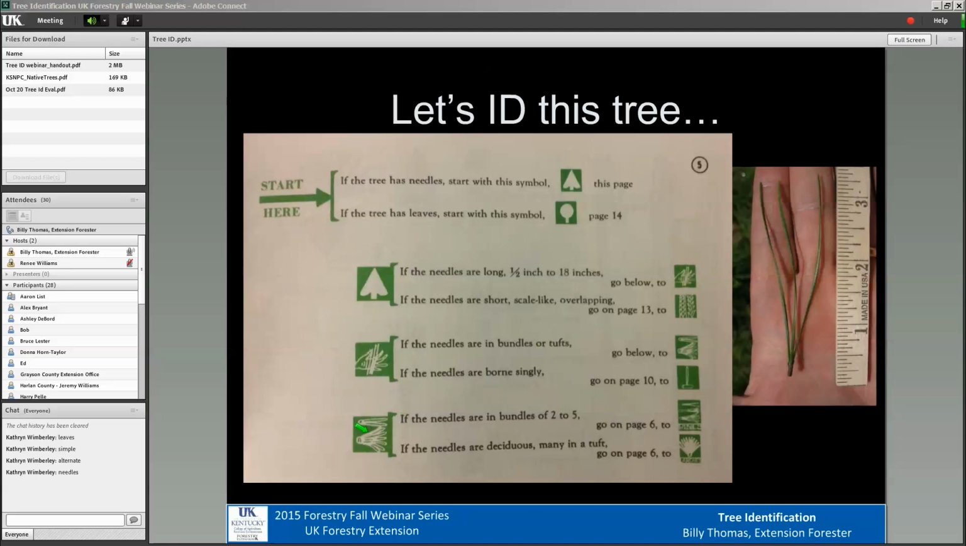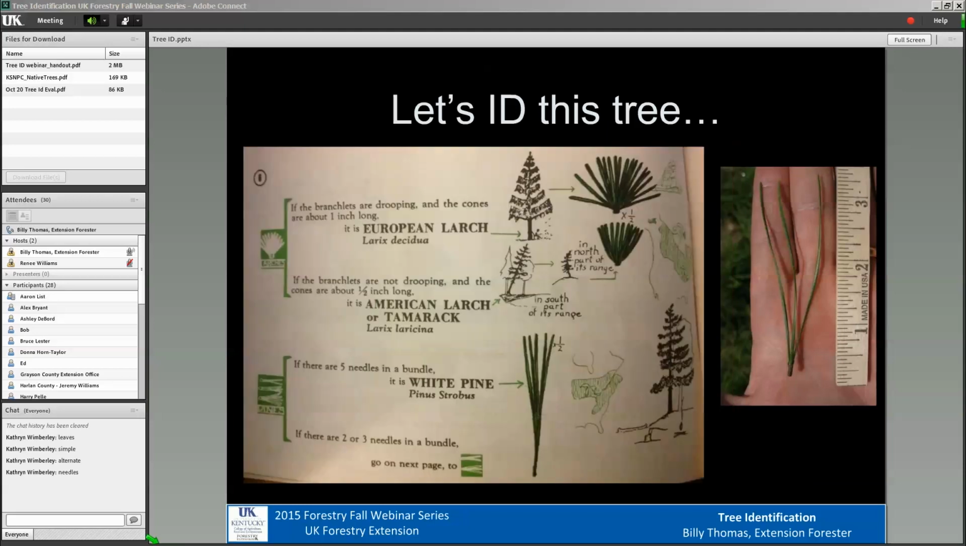And it says, are the needles in bundles of 2 to 5, or are the needles deciduous, or many in a tuft? So I think we would all agree that there's 3, which qualifies as 2 to 5. So that tells us that it's in the pines, and it tells us to go on to page 6. So that should be the next page in your handout. And we come down to our pines.